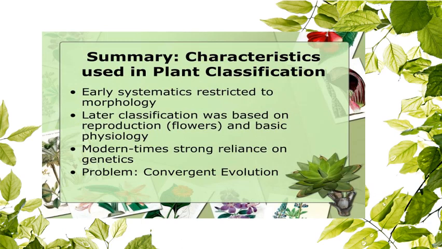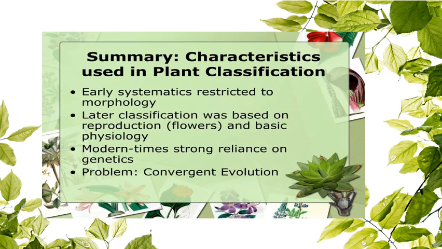So here we have a very brief summary of this whole topic. In the beginning, the classification of plants was very restricted to morphology, the shape or structure of plants. On the basis of their shapes and structure, we classified plants. Later, classification evolved, and we classified plants on the basis of their reproduction and basic physiology. In reproduction, we refer to the flower, so the different parts of the flower are the basis for classification.